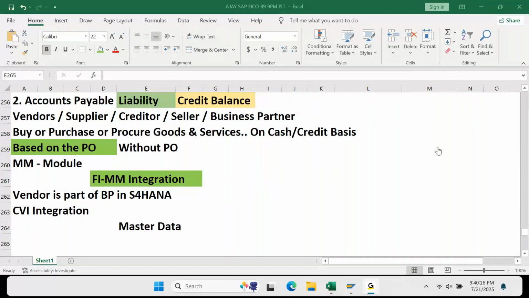Some vendor will tell, give me cash. Some vendor will tell, issue check. Some vendor will tell, give the bank transfer. Now, based on the vendor, you need to decide it. Not later on. At the time of vendor creation itself, vendor payment will come into the picture.